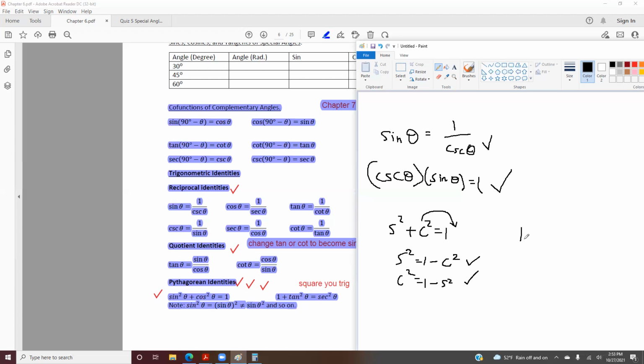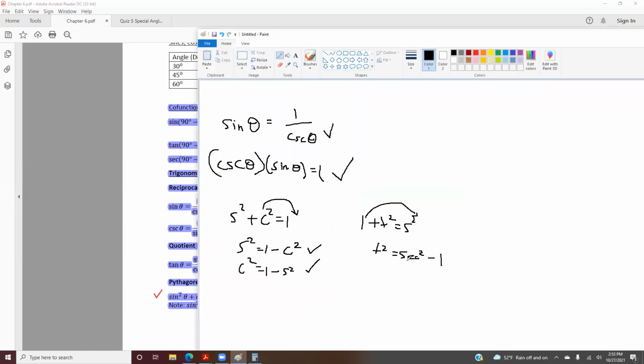Okay. For example, 1 plus tangent squared is equal to secant squared. So I can move the 1 over. So guess what? Tangent squared is secant squared minus 1. And moreover, for this, you can factor it. So can someone tell me what is the factor for a squared minus b squared? Anyone know how to factor this one?